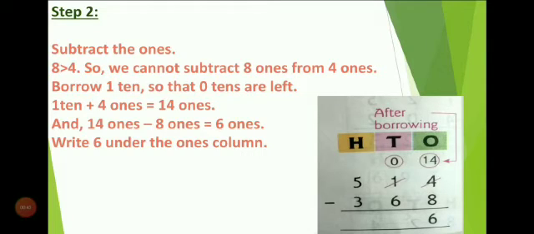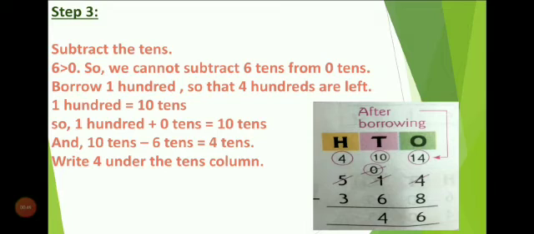We will get 6 ones. We will write 6 under the ones column. Then, we will subtract the tens. As you can see, 6 is greater than 0. So, we cannot subtract 6 tens from 0 tens. So, we will borrow 100 from 5. 5 will become 4.